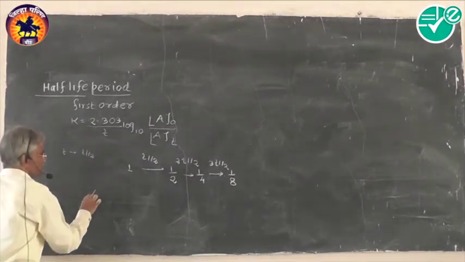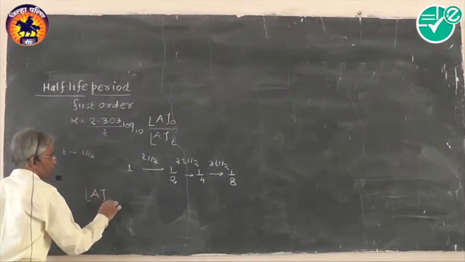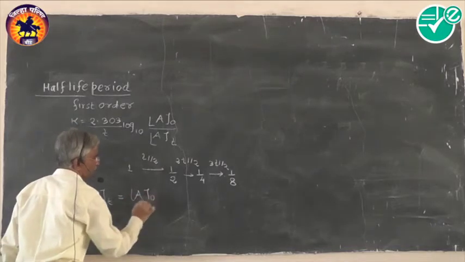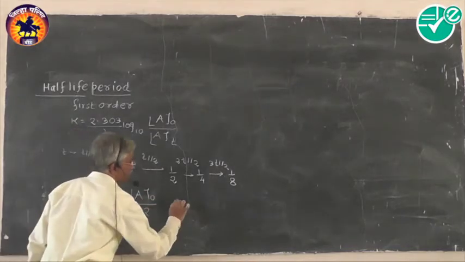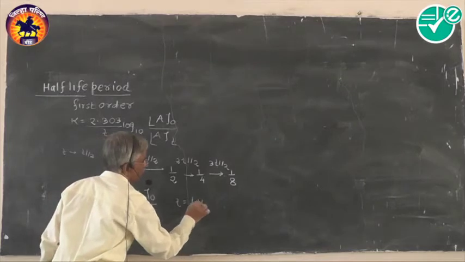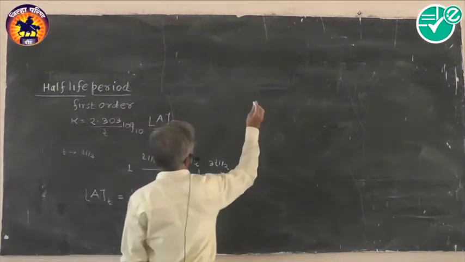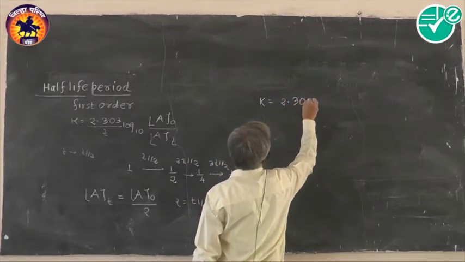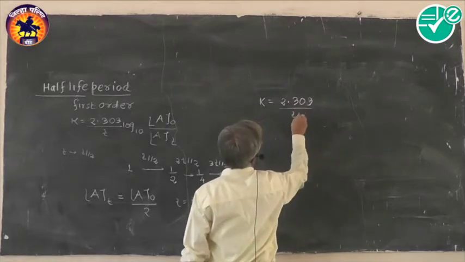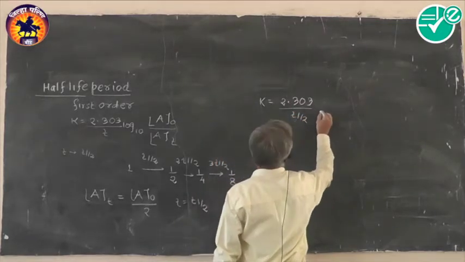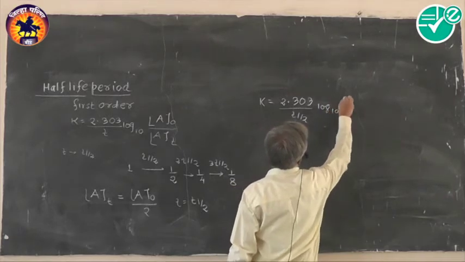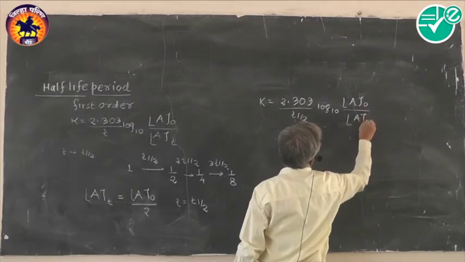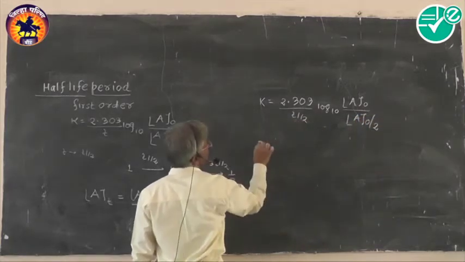Now put the values. The concentration At at t 1/2 will be equal to A0 upon 2, and time t will be equal to t 1/2. Putting these values, the equation will become k equal to 2.303 upon t 1/2 log to the base 10 A0 upon A0 divided by 2. I will rearrange this equation.